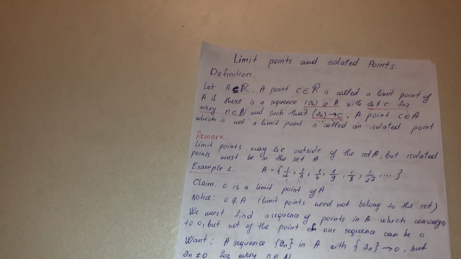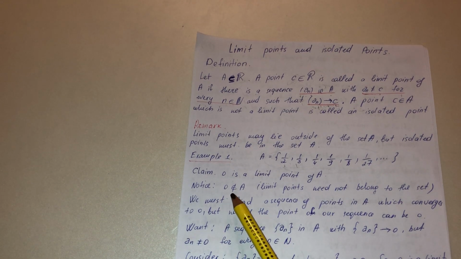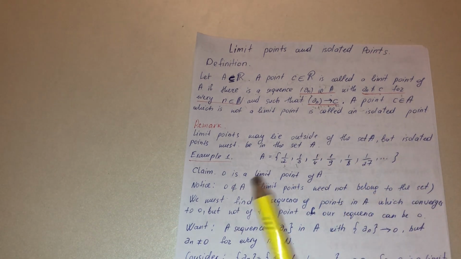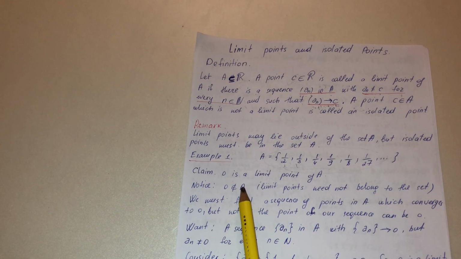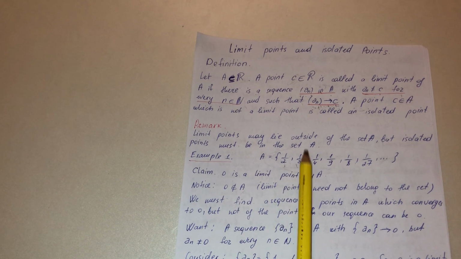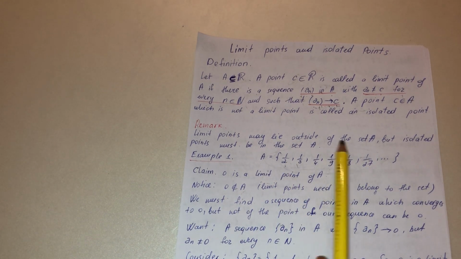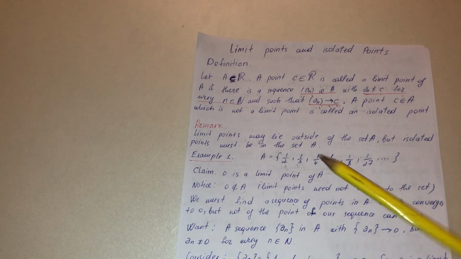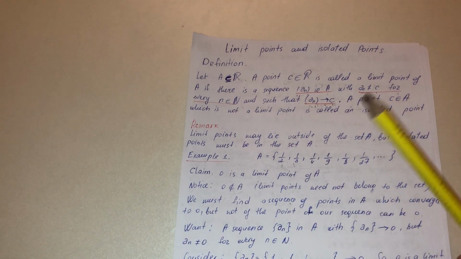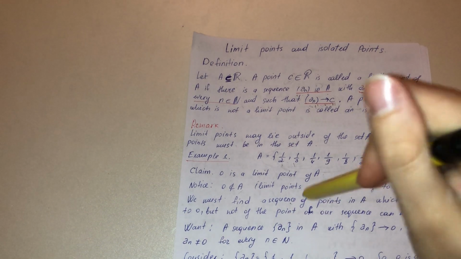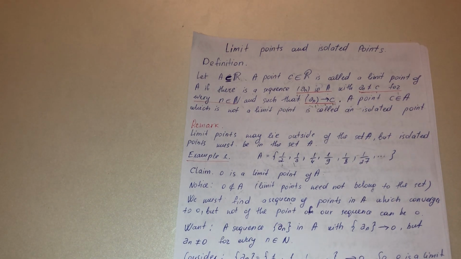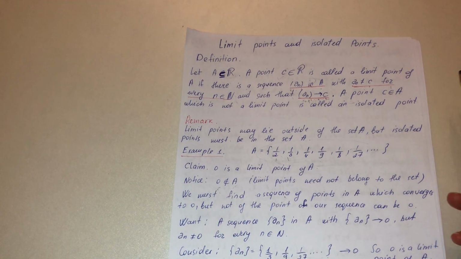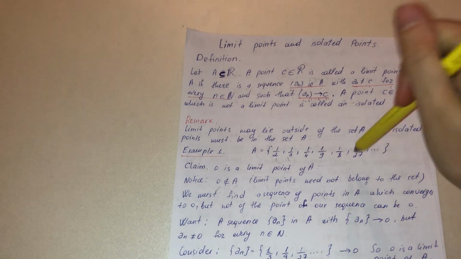Let's look. As you see, we say that 0, our limit point, is not from A. Yes, 0 is not in the set A. Limit points need not belong to the set. It means that if we have any limit point, it can be in the set or it cannot be a part of the set. Okay. So here 0 is a limit point, but does not belong to the set.